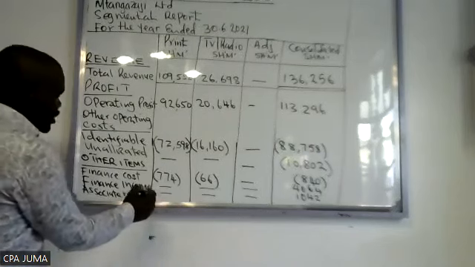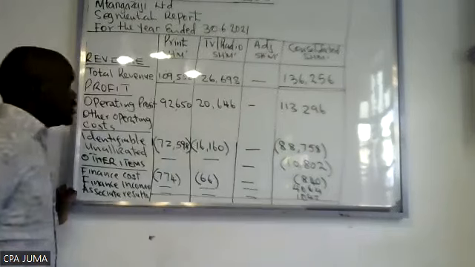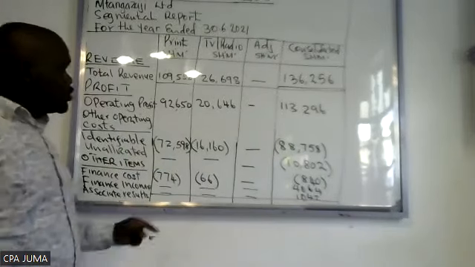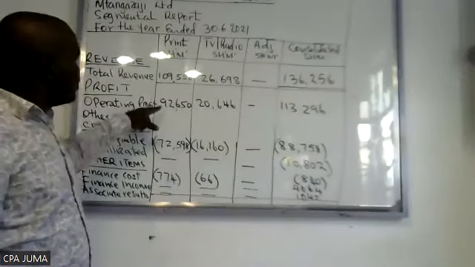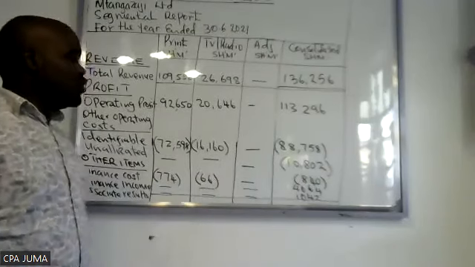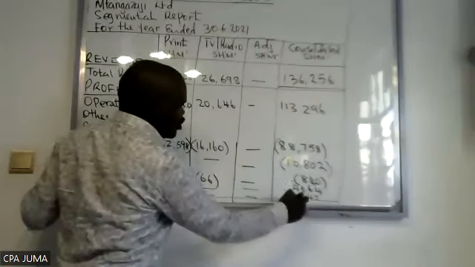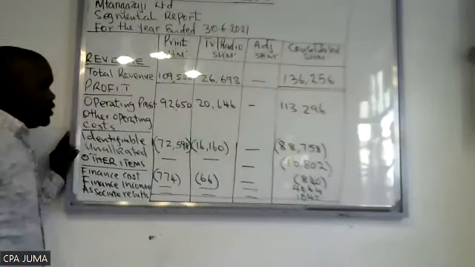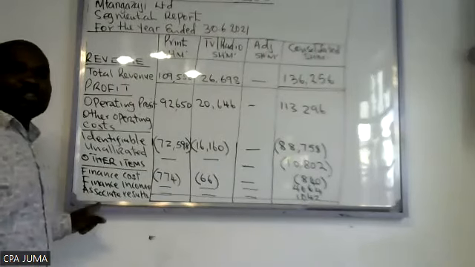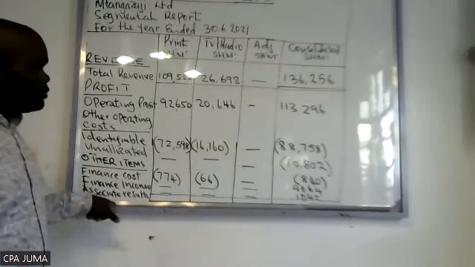So now you close this. You close that. So you add them vertically, 92,650 there. Then you close with a bottom single line. Then you call it profit before tax. Now that is the profit before tax. So have it here, profit before tax.